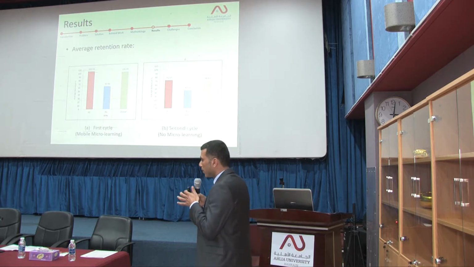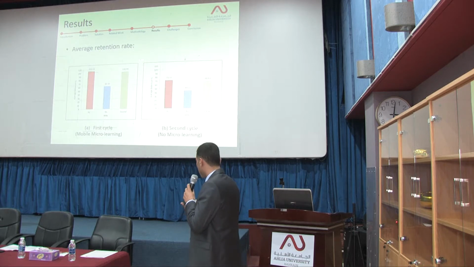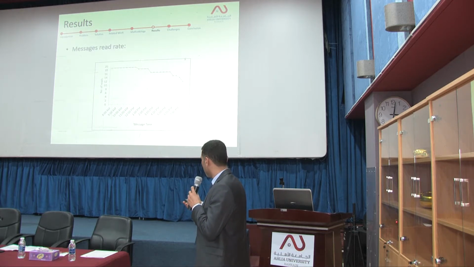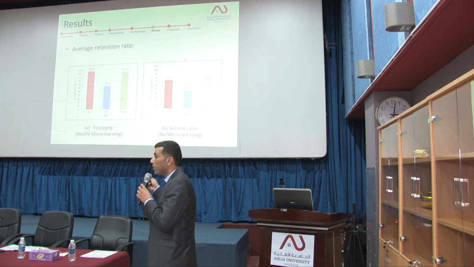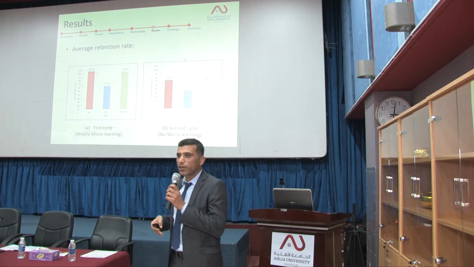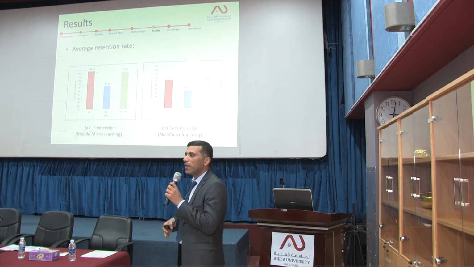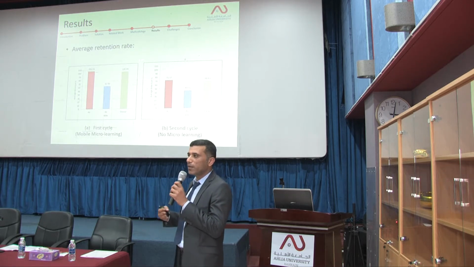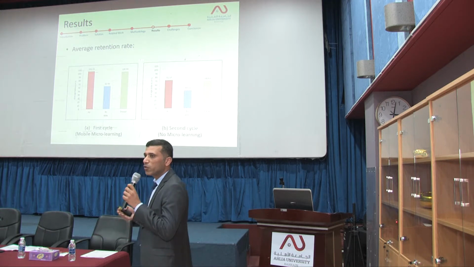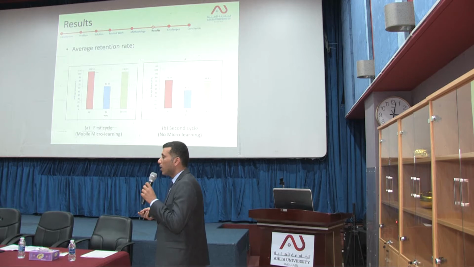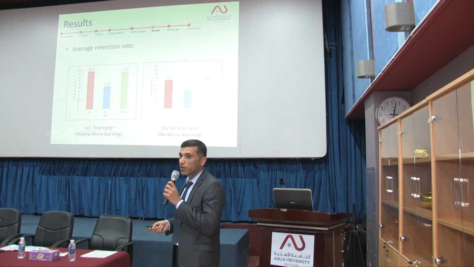So this is the result. For the first cycle, we can see that the result for A1 is 150%, which means that students not only retained the information or the knowledge, but they retained more. I mean, even students who were absent managed to solve some questions. This is for A1, while for B1, the retention was just 62%.